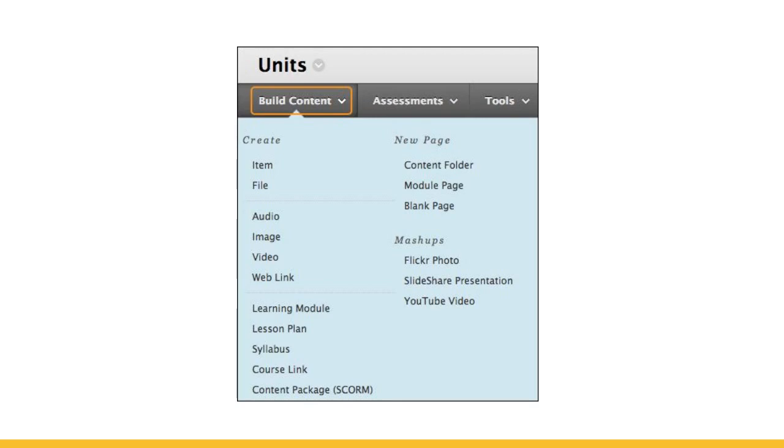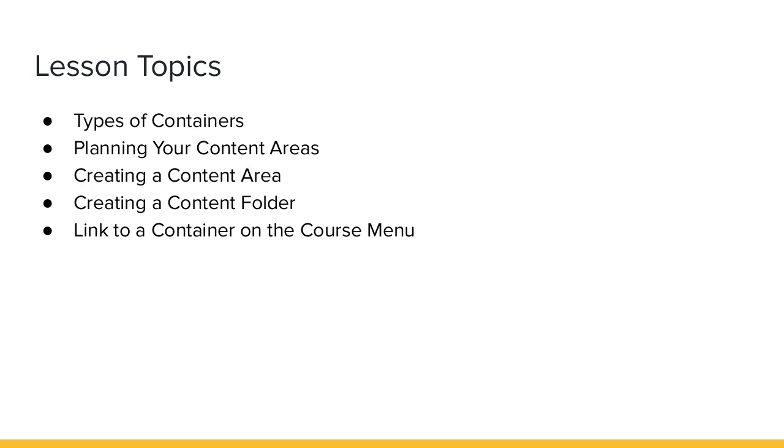All of these items are going to allow you to add content to your content area. And we're going to go over what each of these are. We're going to go over the different types of containers, like Tupperware for learning, planning your content areas, creating a content area, creating a content folder, and how to link a container on the course menu. So you see how I was about to say linking, linking this lesson back to why the menu is so important to the navigation of your course. You do need to have that link in your menu for your students to access whatever container you're going to be utilizing.